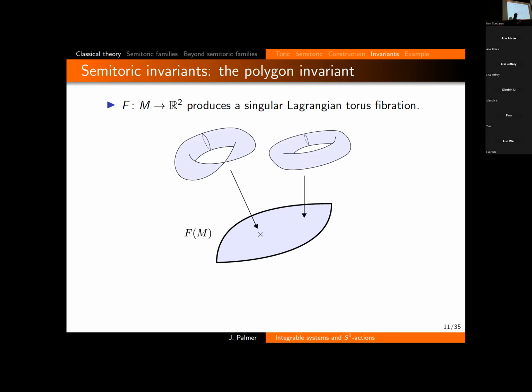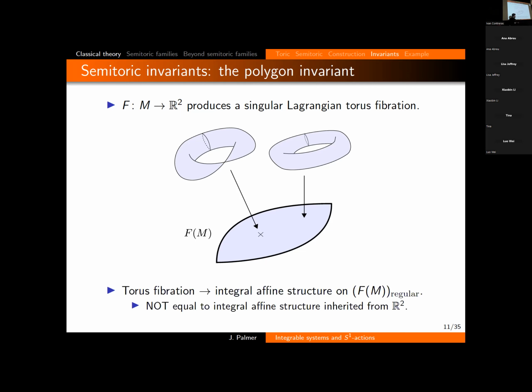So I'm going to draw some fibers. So regular points, the pre-image is a torus. The focus points can lie in the interior of the moment image. And they sort of mess everything up, actually. These are these pinched tori that live over the inside.